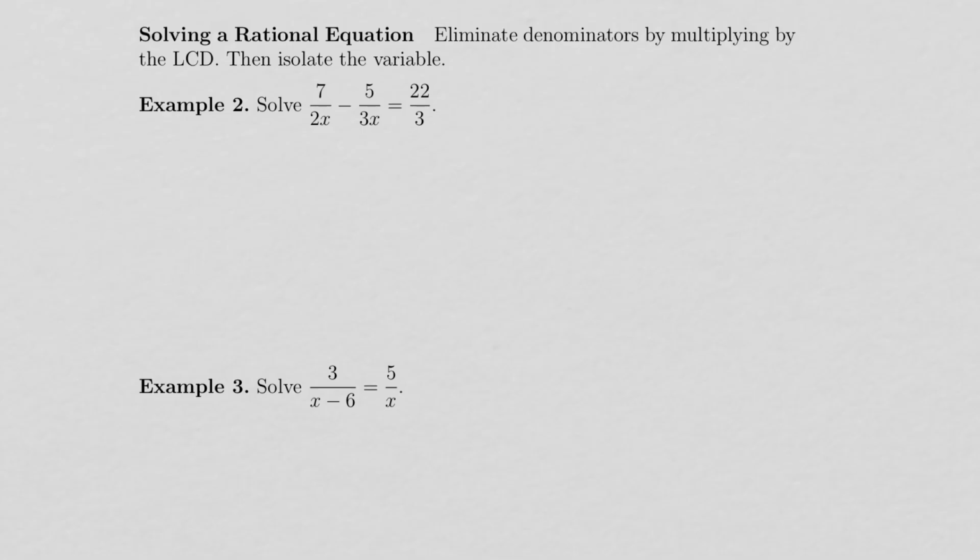So we're going to multiply both sides by the LCD, right? The lowest common denominator. Now, what's the lowest common denominator? Well, it's the lowest common multiple. So the lowest common denominator is always the lowest common multiple of the denominators, which in this case is 2x, 3x, and 3.